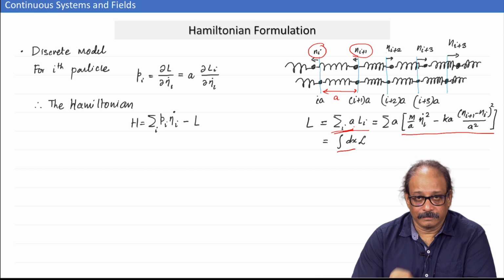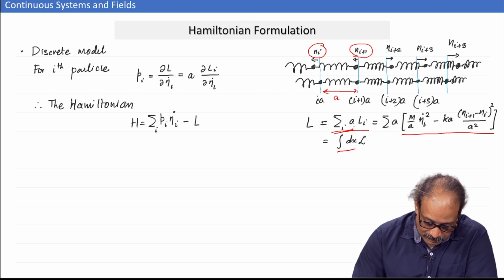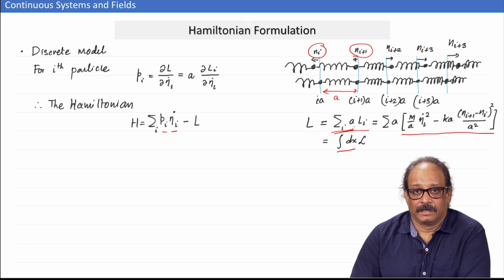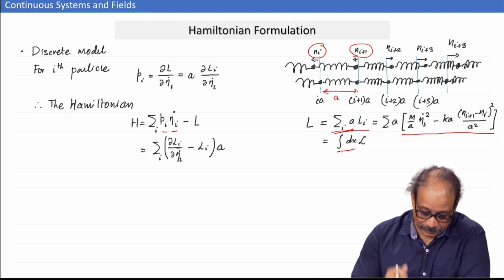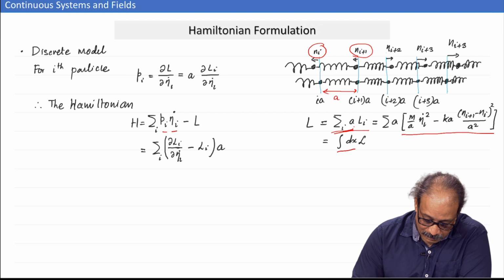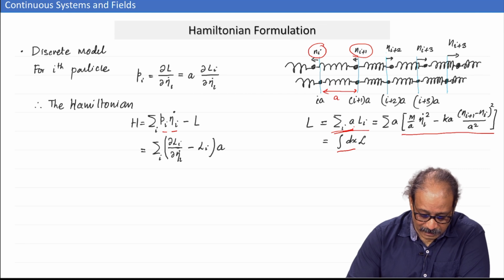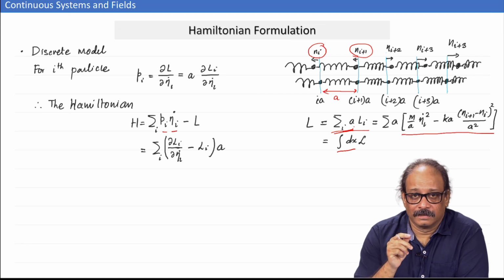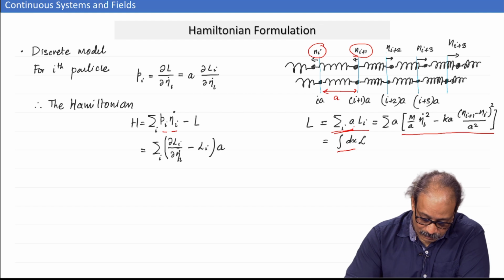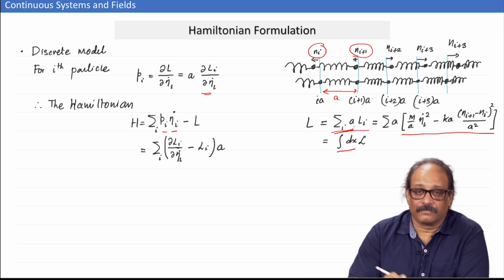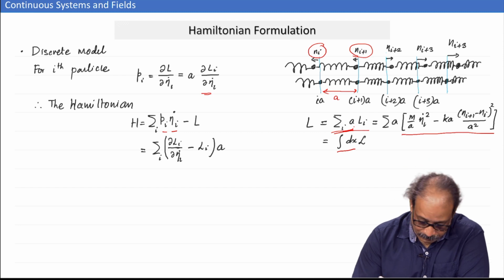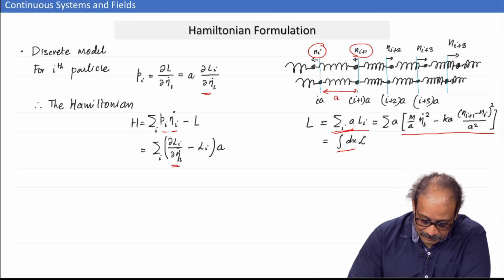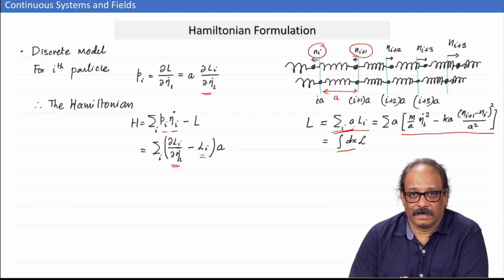Then calculate the Hamiltonian for the finite system, or the discrete system. That would be just the sum over i of p_i eta_i dot minus the Lagrangian. Now, I will write this in terms of del L_i over del eta_i dot. Remember, p_i was the partial derivative of L with respect to eta_i dot, but eta_i dot appears only in one term, that is L_i. So, eventually that derivative will be the partial of L_i with respect to eta_i dot. So, I will write that, and then the Lagrangian as summation over individual L_i multiplied by a.